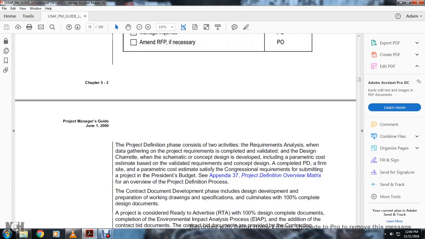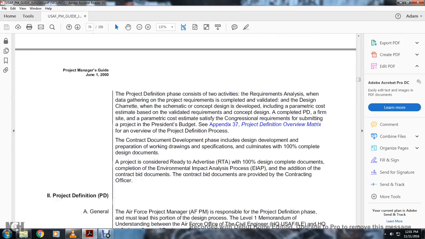The project definition phase consists of two activities: requirements analysis and data gathering. Project requirements are complete with the validated design charette, with the schematic concept design development included, with the parametric cost estimate based on validated requirements and concept design. The project definition forms the basis of the parametric cost estimate to satisfy congressional requirements for submitting the project in the present budget. See Appendix 31 for the project definition overview matrix, overviewing the project definition process.